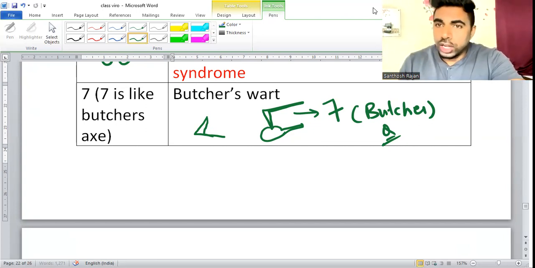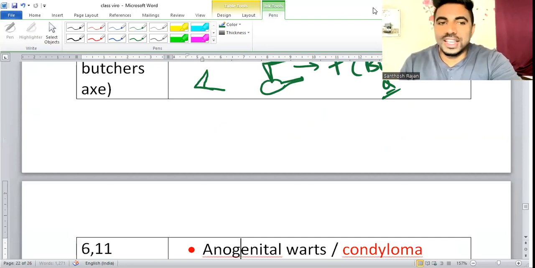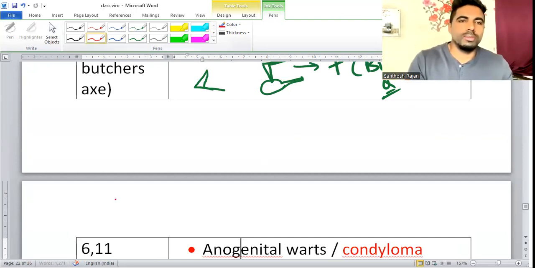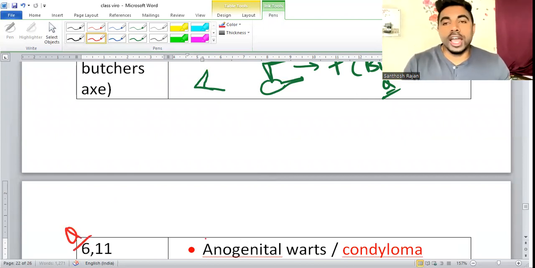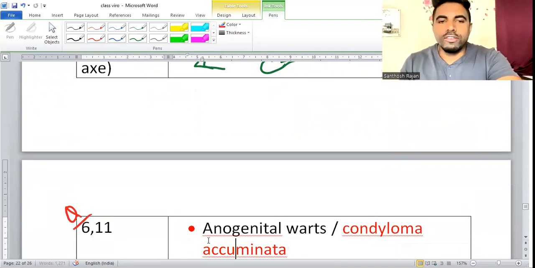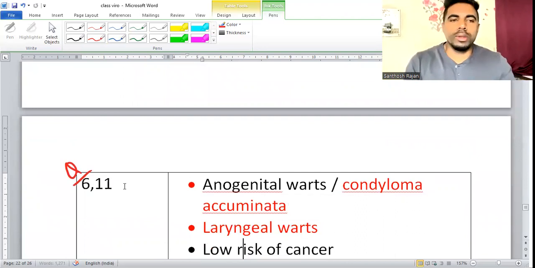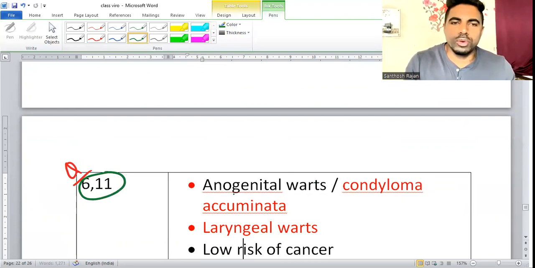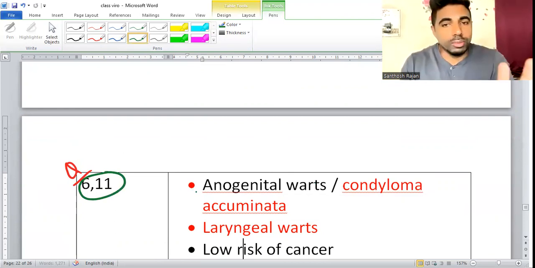Now, the most frequently asked question is 6 and 11. You will not forget this, you have to remember it by any means. What are they? HPV 6 and 11 cause the anogenital condyloma acuminata, I showed you, and also one more, laryngeal papilloma. Don't forget. These two are very, very common. Very frequently asked question.